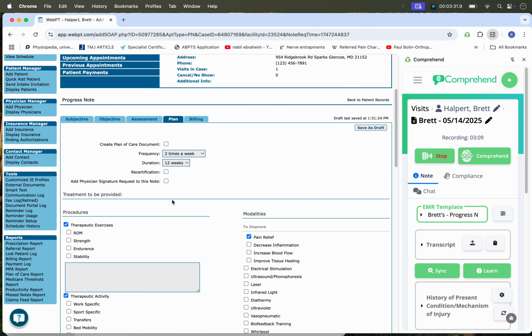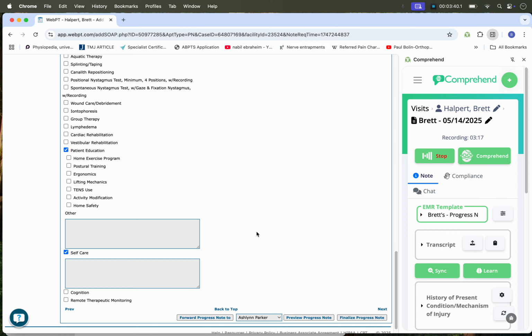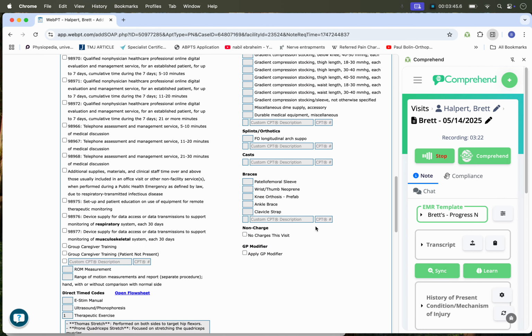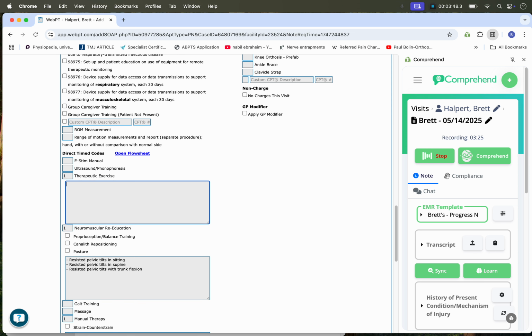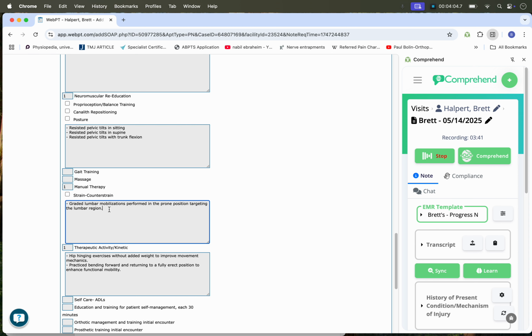Plan of care is still 2 times a week for a period of 12 weeks. Treatment will include therapeutic exercise, therapeutic activity, neuromuscular re-ed, manual therapy, patient education, and self-care. Today's session, we did therapeutic exercise, we did lumbar extension stretching, we did lumbar rotation stretching bilaterally, neuromuscular re-ed, we did resisted pelvic tilts with trunk flexion, we did lumbar rotation, contract, relax, PNF. Manual therapy, we did graded lumbar mobilizations, we did hip internal and external rotation mobilizations in prone.